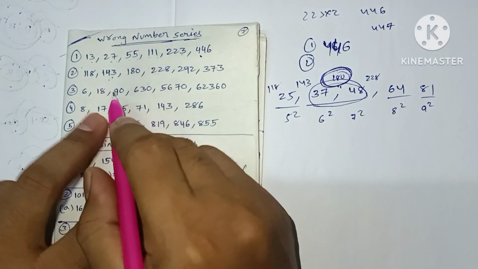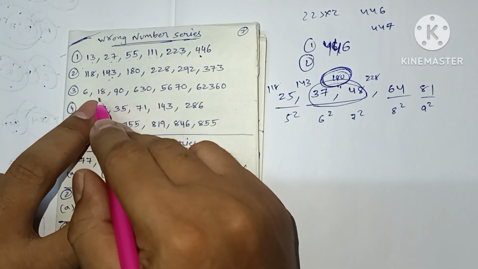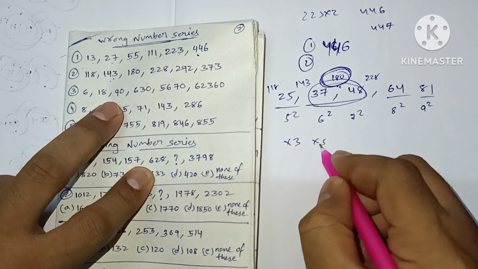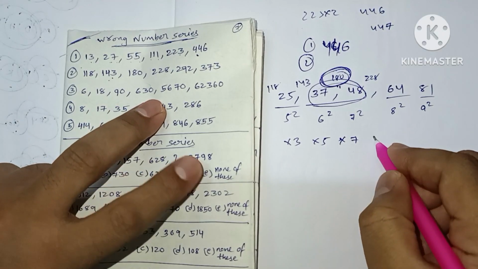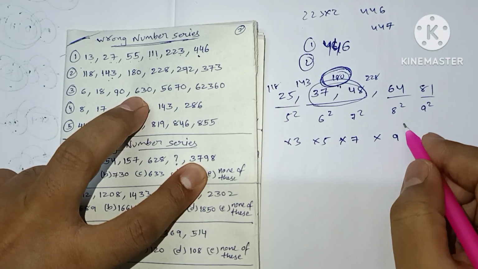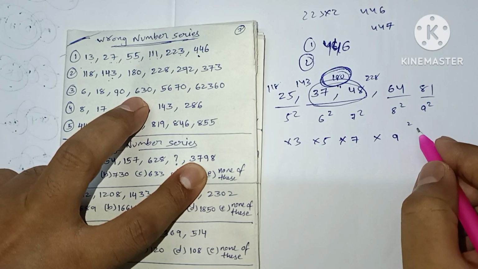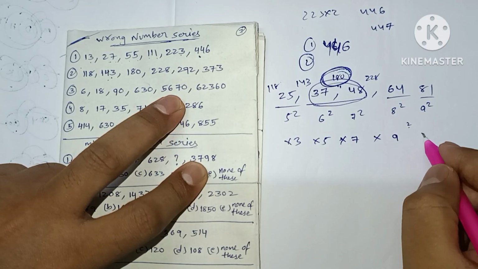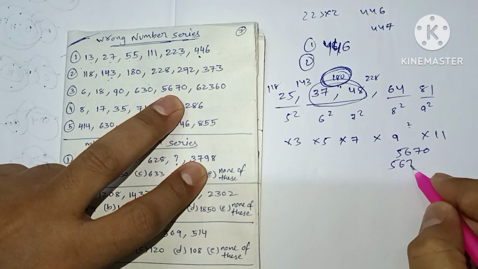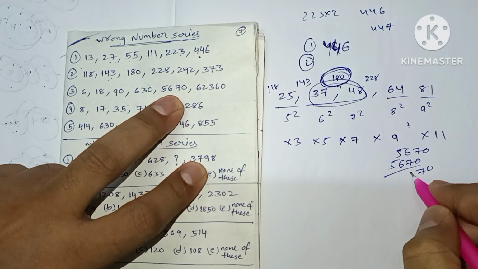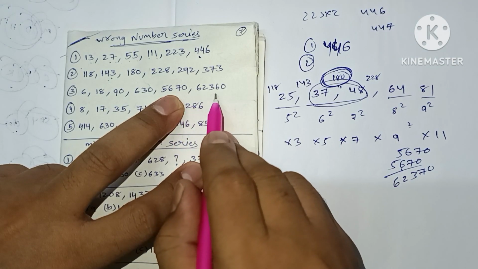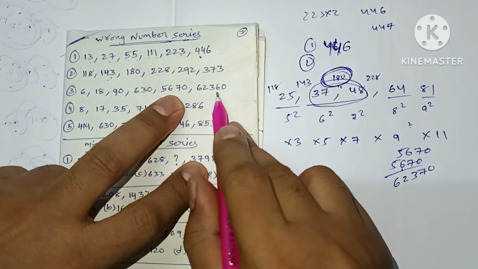Next, third question. 66, 18, 90, 630. It is clear that 6 times 3 is 18, 18 times 5 is 90, 90 times 7 is 630, 630 times 9 is 5670. Then times 11, 5670 times 11 means 62370, not 62360. So our wrong number is 62360.